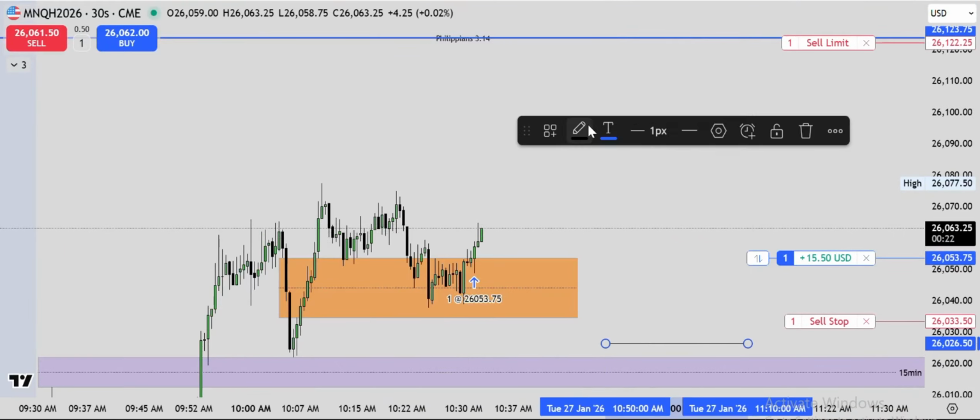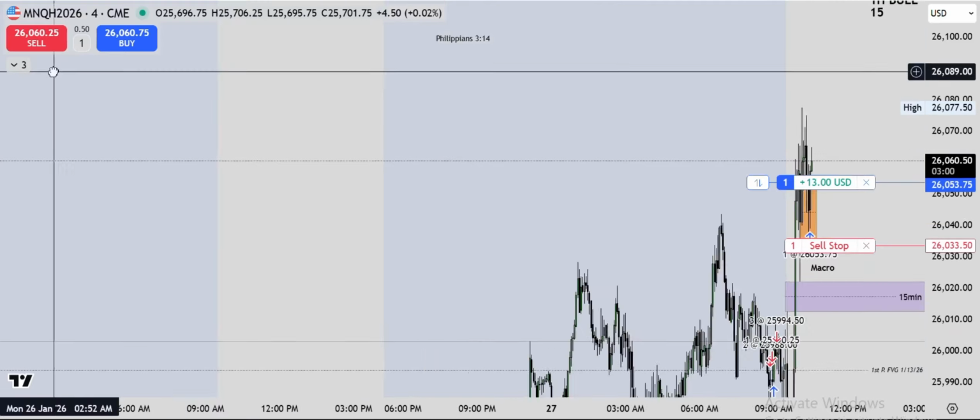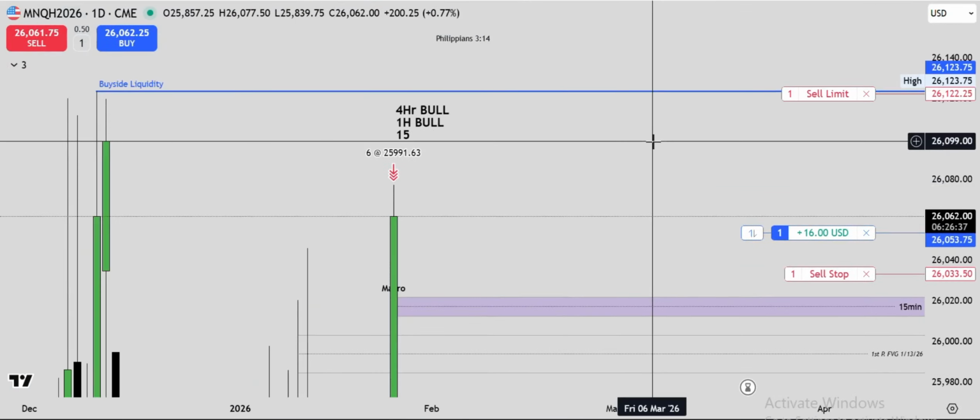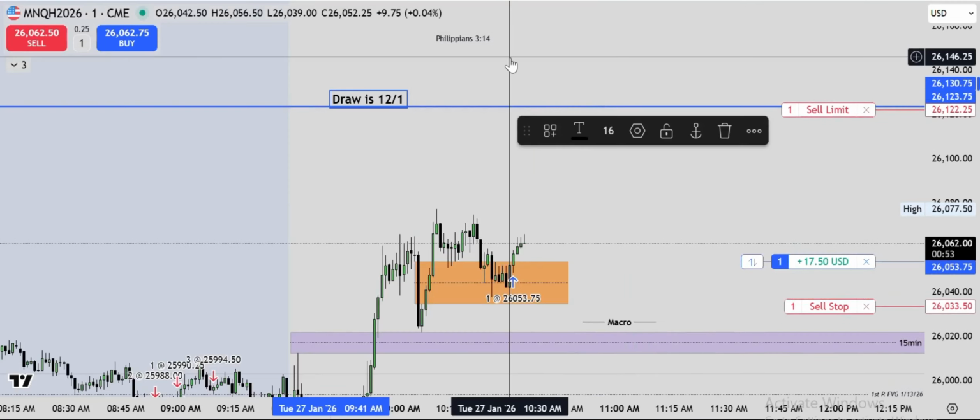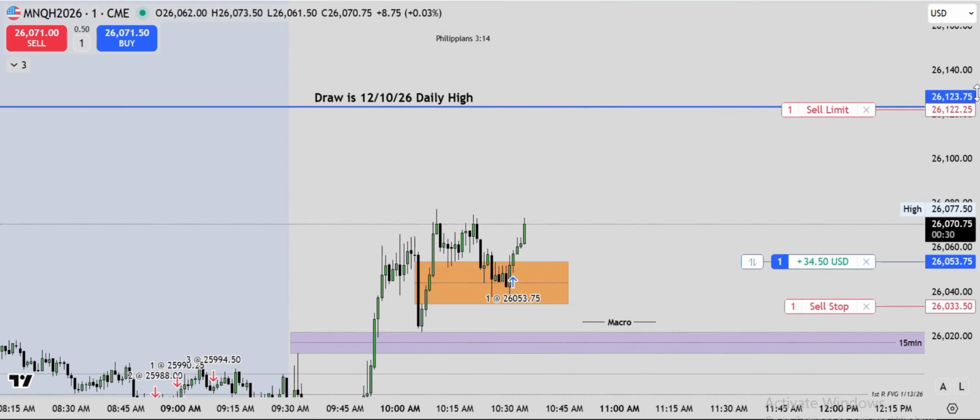Alright, this is a 30-second inversion fair value gap entry. Eventually I switched it to 1 minute just because it looked a little cleaner. But we're looking for higher prices.